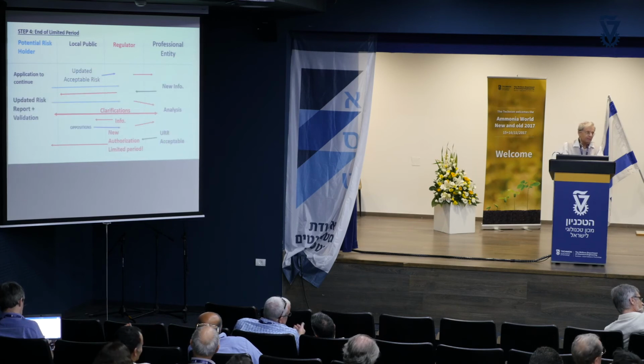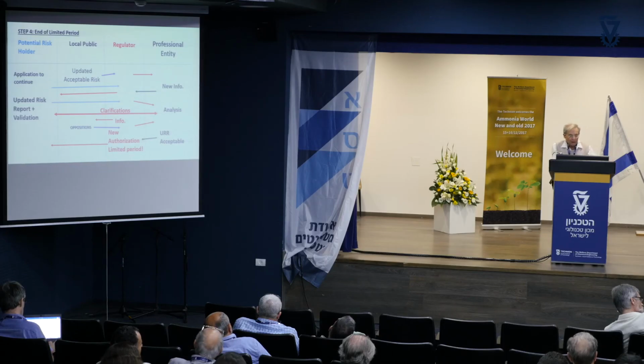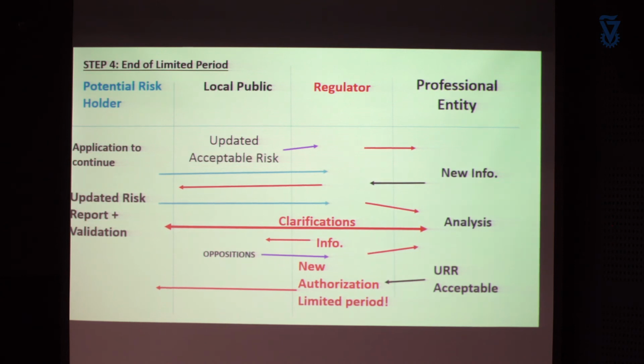Step 4 is the end of the limited period that we were talking about. So you see what happened now is the potential risk holder on the left has to apply again for continuing operation. And the local public supplies an updated acceptable risk, because during the time maybe knowledge was added, maybe the population density changed, and so on. And it goes to the regulator and to the professional entity, and the application goes to the regulator, and now the regulator provides the new accepted risk and the new requirements, or maybe new requirements.